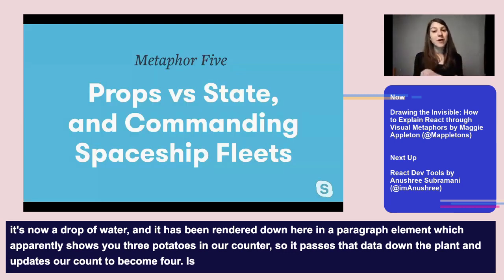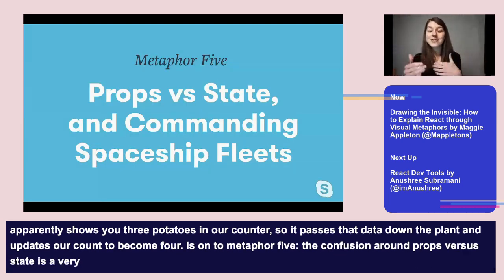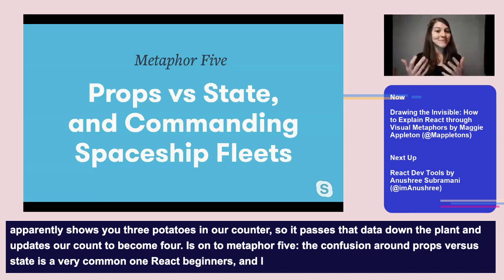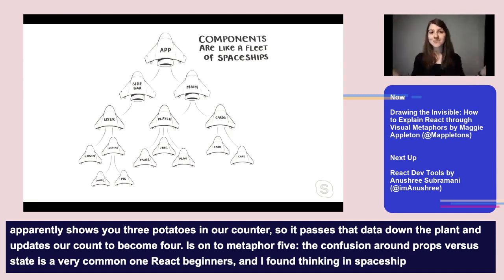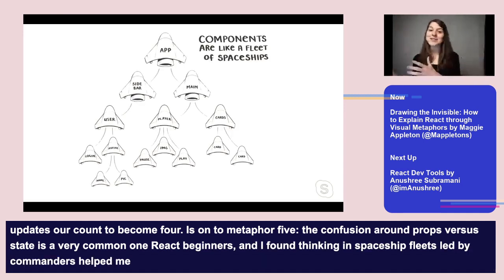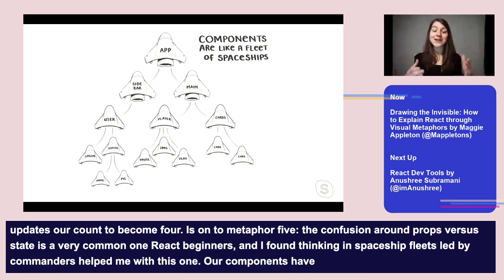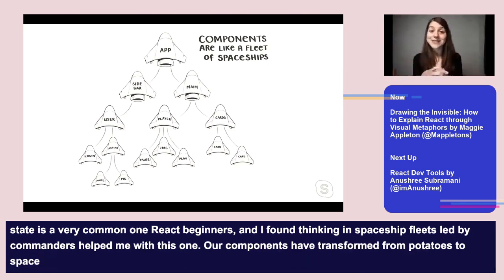The confusion around props versus state is a very common one among React beginners, and I found thinking in spaceship fleets led by commanders really helped me with this one. So our components have now transformed from potatoes into spaceships, and they're flying in formation in our classic upside-down tree-shaped structure. Just like any good forward-thinking team, this fleet has a distributed system of leadership.